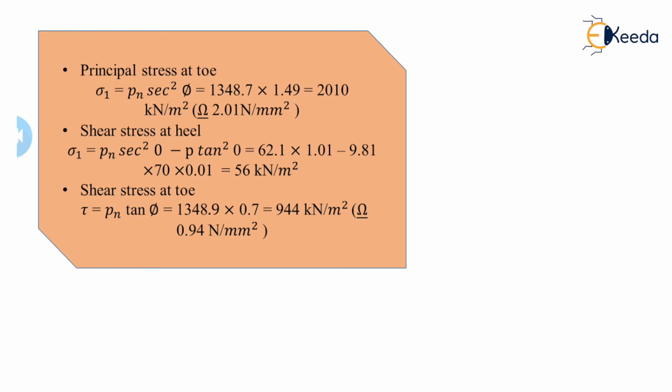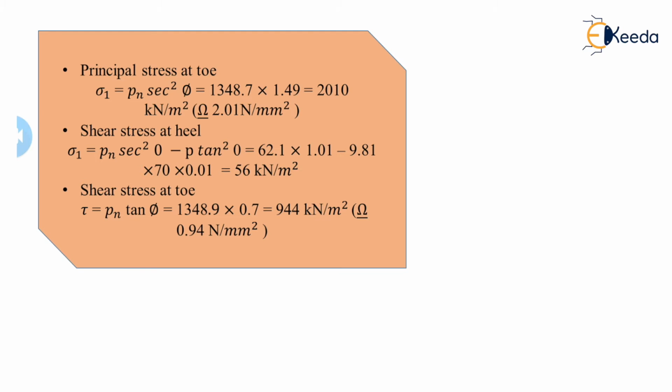If you remember, in the compressive stress or in the principal stresses, if the water pressure is there on the uplift or upstream side, we have to take that force also. So Pn is the normal stress acting at the heel, sec square theta, minus P, the water pressure acting horizontally, into tan square theta. So here we will get the value as 56 kilonewton per meter square.